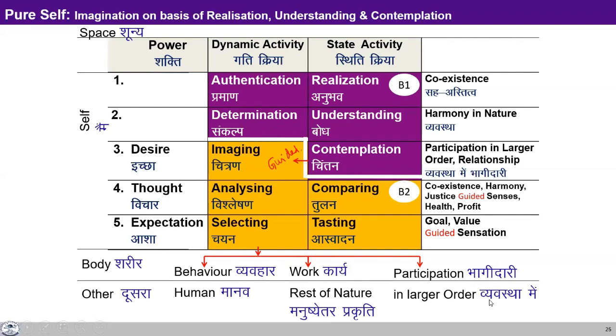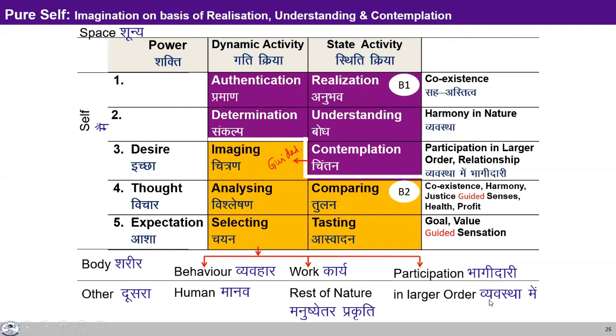The feeling of purakta for every human being. In the interaction with the rest of nature, I have the feeling for preservation for every entity in nature. And when I'm participating in the larger order, I have the selection for participating in undivided society, universal human order, human tradition, every moment. So that becomes the stage of development. Right? That becomes the stage of development.